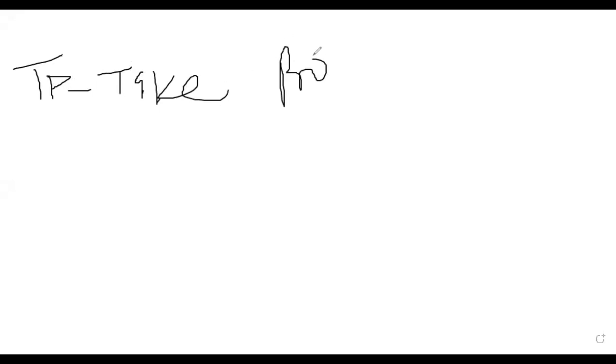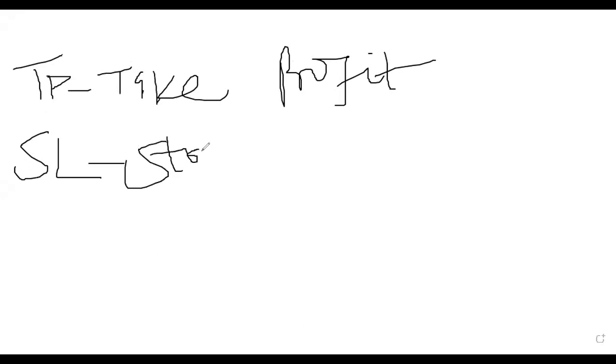So we have this, normally it's always shortened, we call it TP, which means take profit. And we have another term called SL, which stands for stop loss. So what do we mean? As a trader, whenever we go into the market, we must have a mental take profit and a mental stop loss.